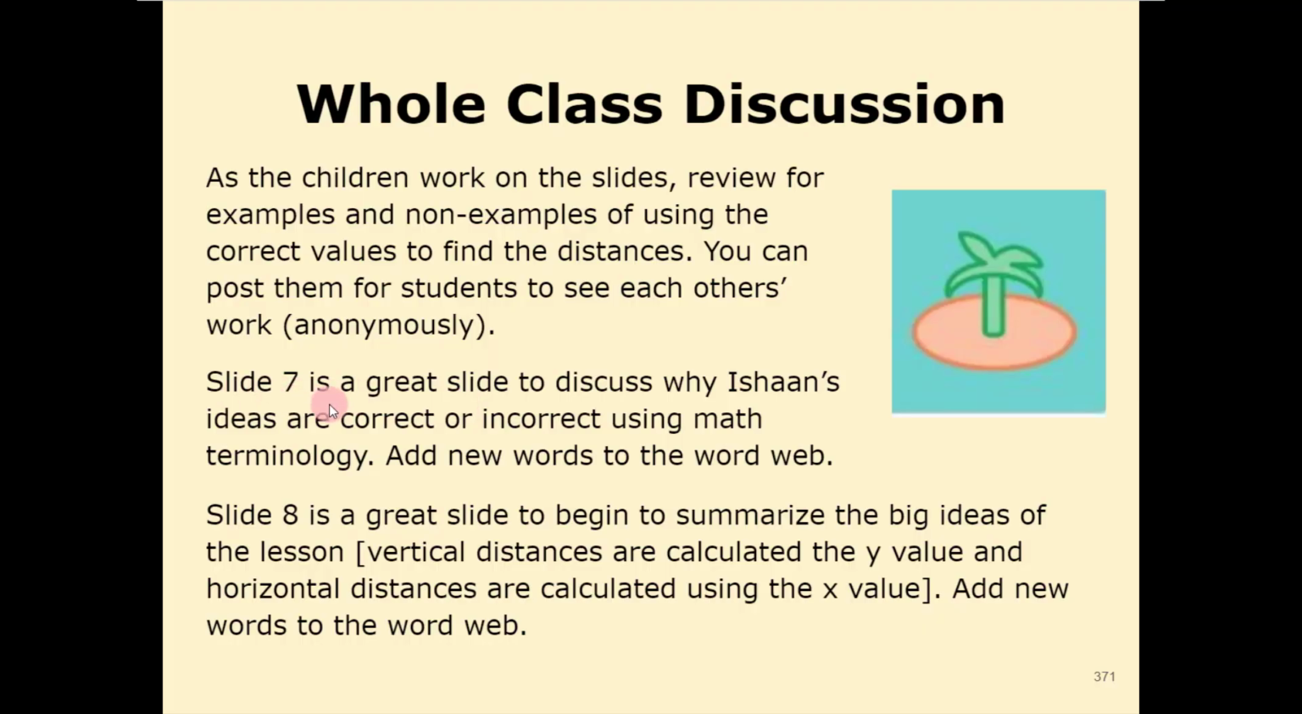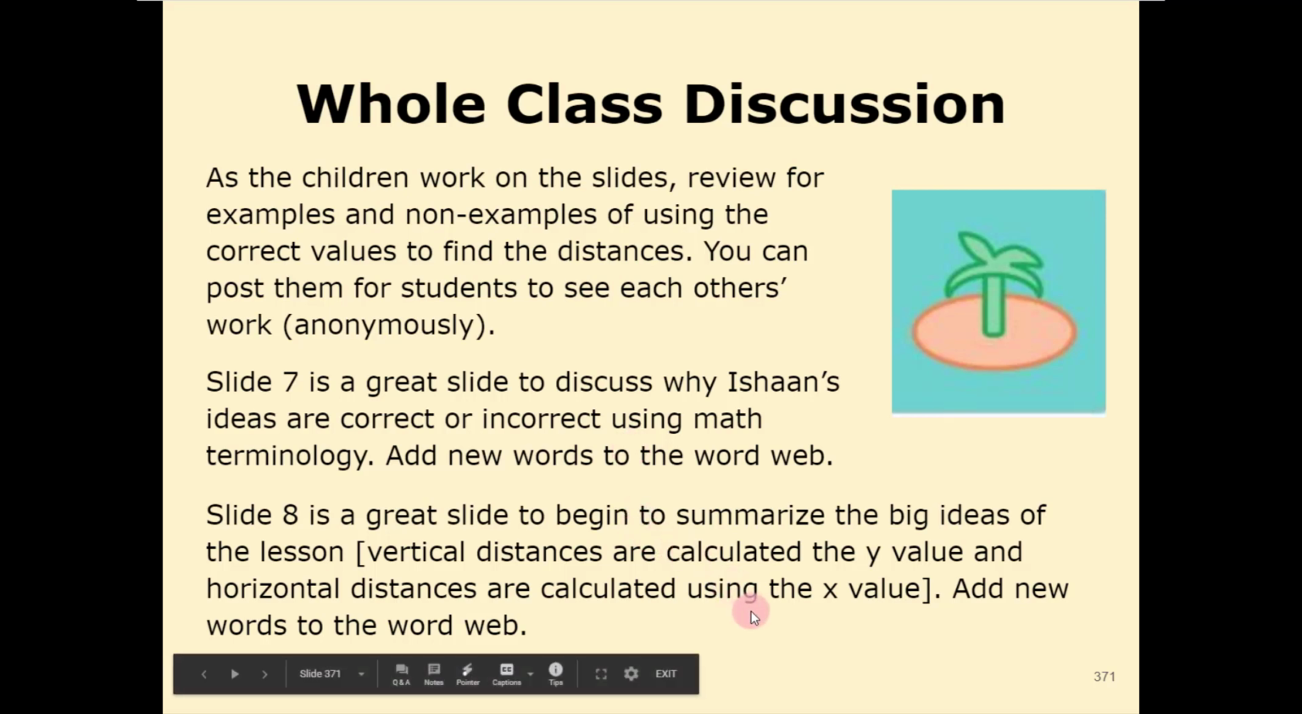Slide 7 is great because it discusses why Ashan's ideas are correct or incorrect using math terminology. So this is a really great time to put new words on the word web. Slide 8 is really great to begin to summarize the big ideas. That when you're working with vertical distances and trying to calculate vertical distances, you're looking at what the y value is telling you, the two y values. And horizontal distances are calculated using the x values. And again, you want to add new words to the word web.